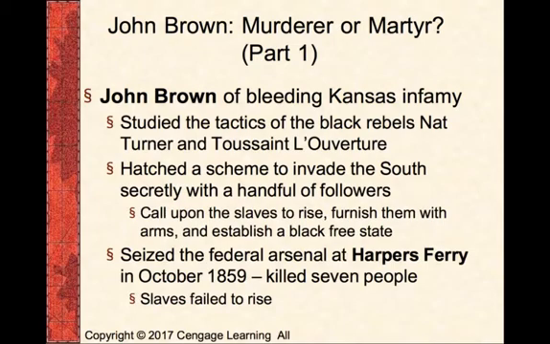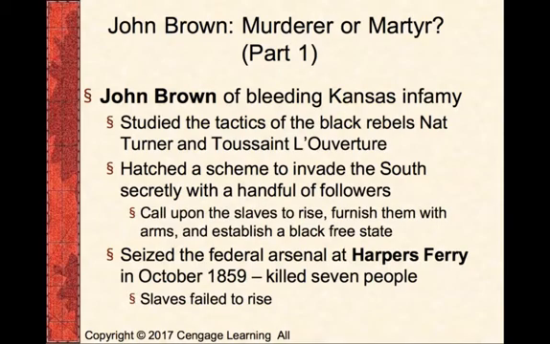But to do that, he needs weapons and money. He gets several thousand dollars for firearms from Northern abolitionists, and he goes down into the hilly Western Virginia town of Harper's Ferry with about 20 men, most of them his own sons and family. And in October 1859, he seizes the federal arsenal at Harper's Ferry and kills 7 people in the process. Incidentally, including a free black. But the slaves failed to rise. They failed to come out of the woodwork, get the weapons, and rise up and be free.